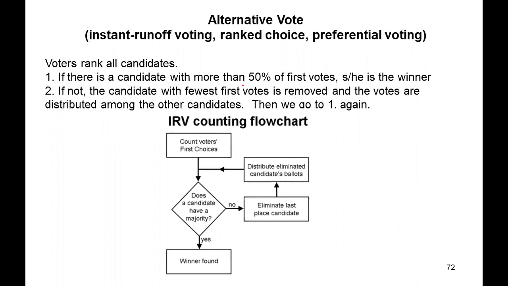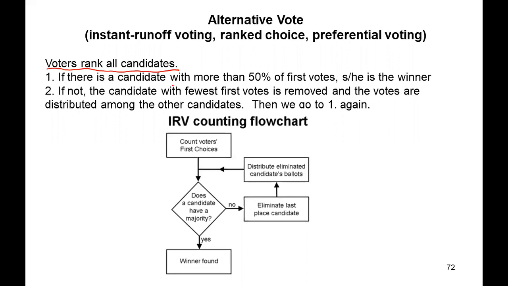The most important aspect of alternative vote is that voters rank all candidates. So they have to identify who is number one candidate on their ballot, number two, and maybe more, because there may be variants in which voters rank just two candidates, any number of candidates, at least two, or all candidates.